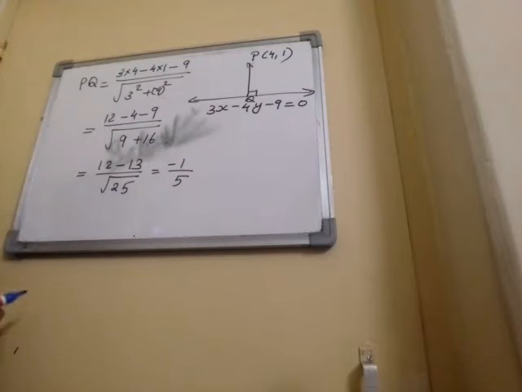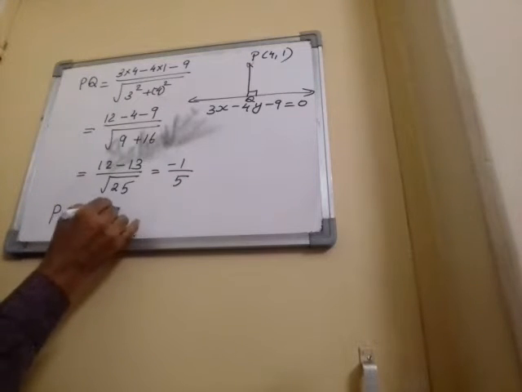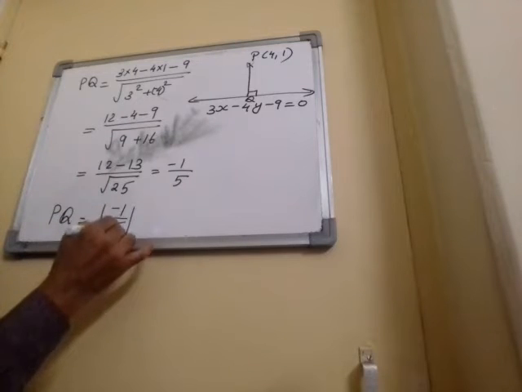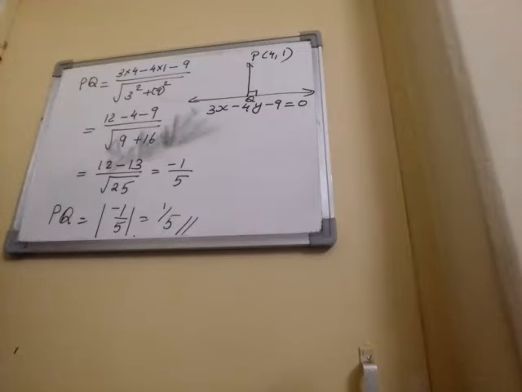So again negative sign is there, so we have to take PQ as the positive value, that is absolute value of minus 1 by 5. So it is 1 by 5. So distance is 1 by 5.